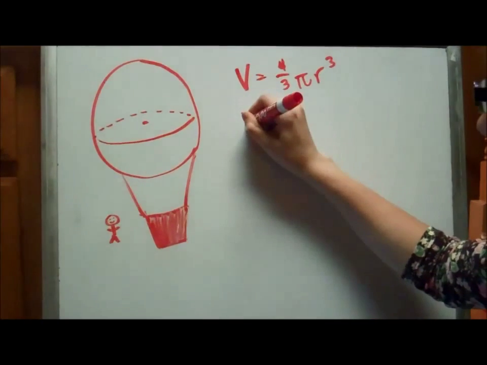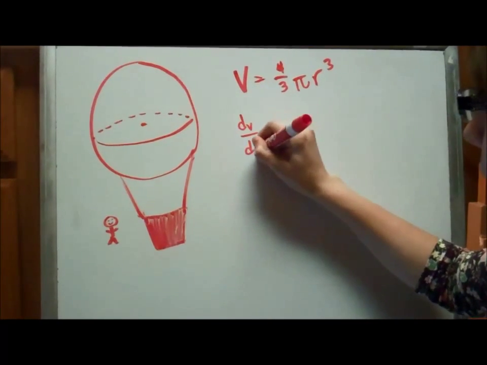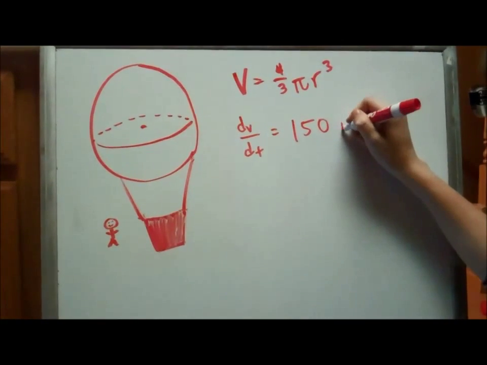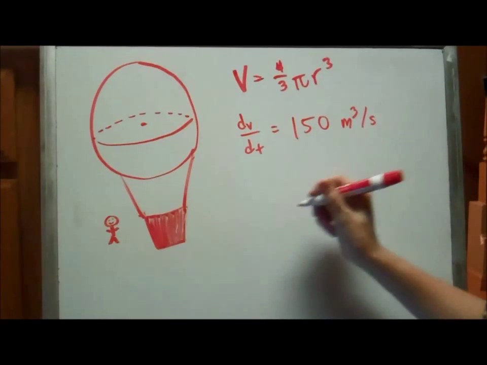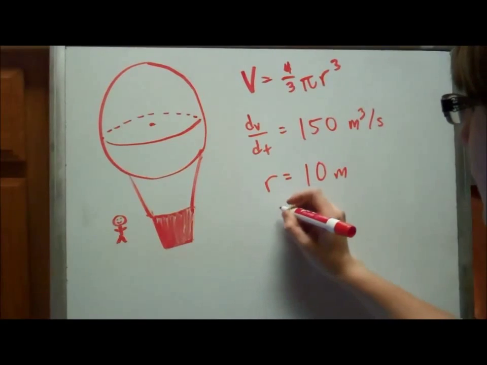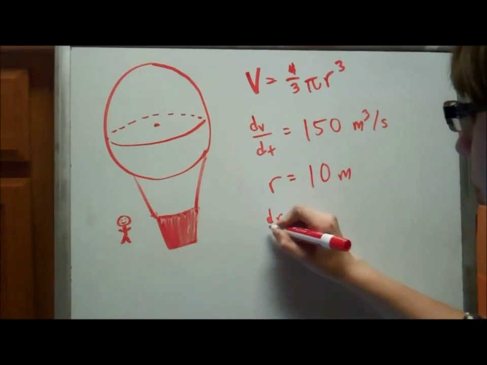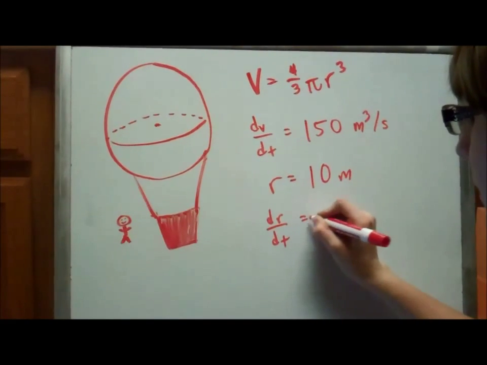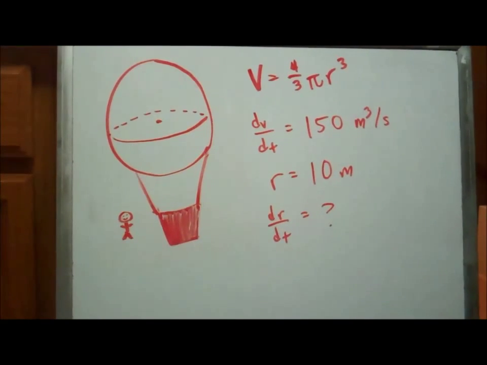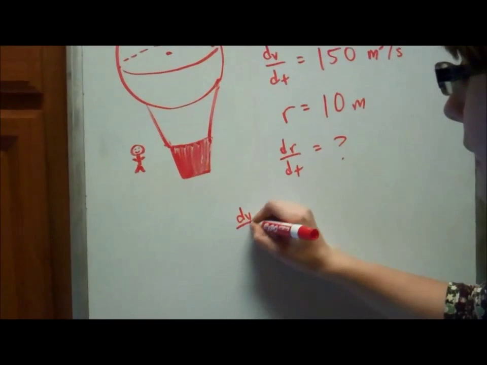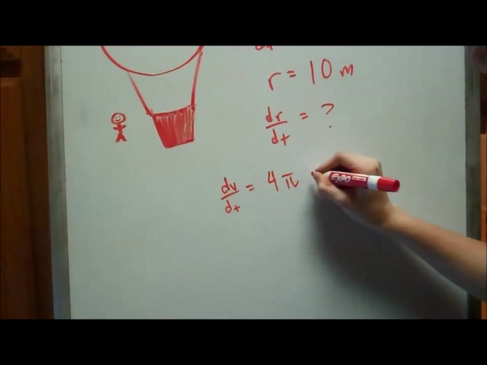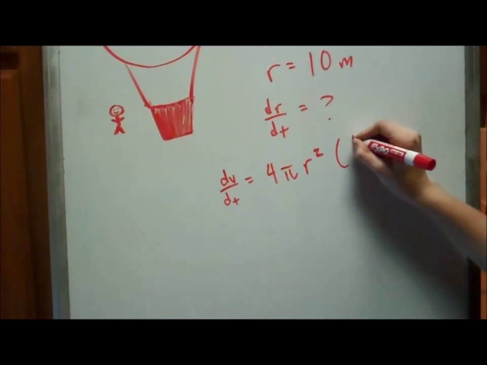Knowing that your balloon fills up at a rate of 150 cubic meters per second, and that it takes off when the radius is equal to 10 meters, you want to find out at what rate the radius is changing. To do this, you take the derivative of the volume equation. So you get dV/dt equals 4 pi r squared times dr/dt.